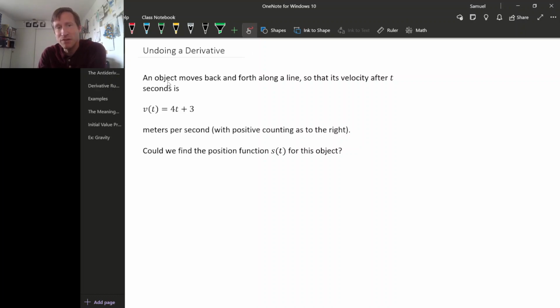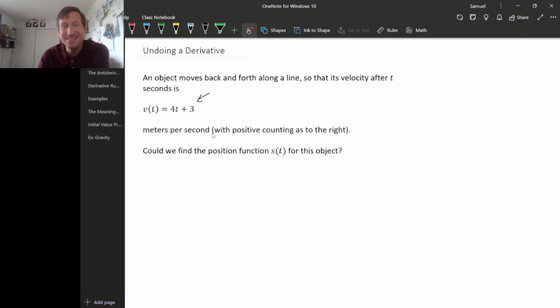Here's an example. If we have an object that moves back and forth along a line, suppose that we know that its velocity function is v of t equals 4t plus 3 meters per second. Could we find a position function for this object?